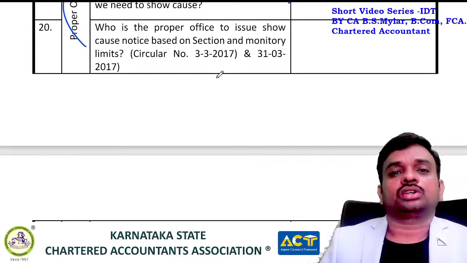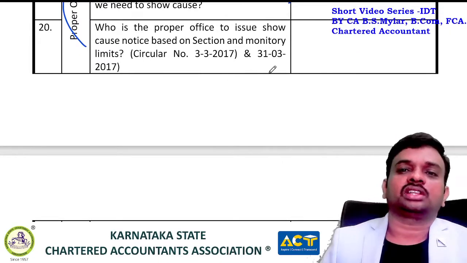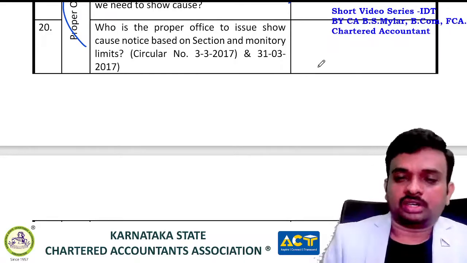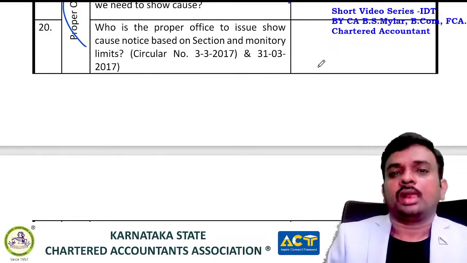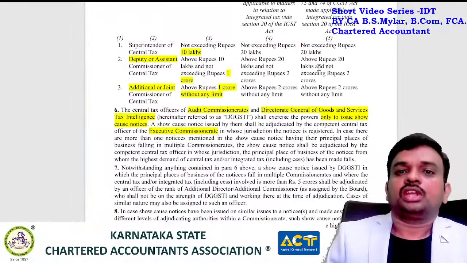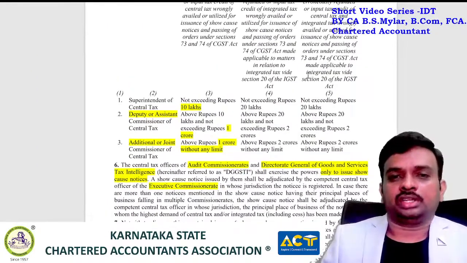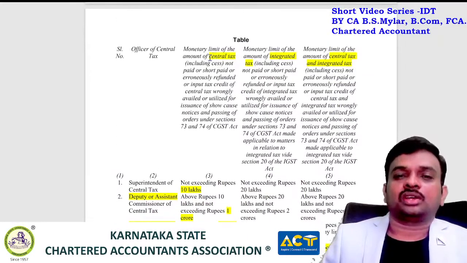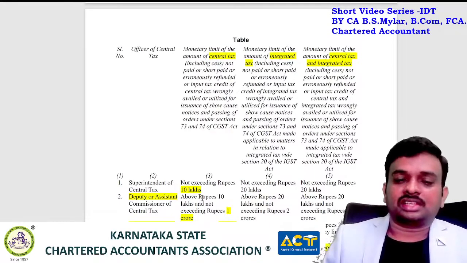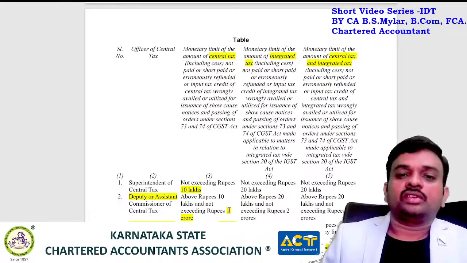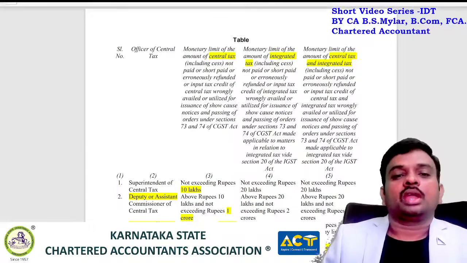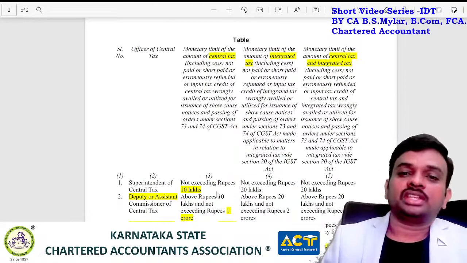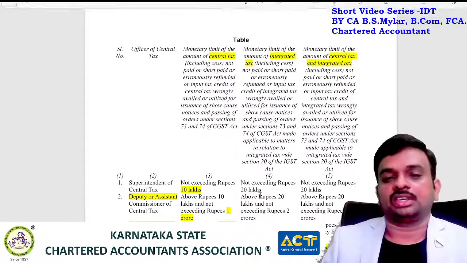Then you go to Circular 3/2017 and 31/2018 and see who is actually, as per the monetary limits, the proper person for adjudication and issue of show cause notice. If you go to 31/2018, there is a monetary limit for each person. If it is a central tax, the only demand is central tax, and the tax is less than 10 lakhs, then the Superintendent can issue a show cause notice. If it is 10 lakhs to 1 crore, the Deputy or Assistant Commissioner can issue. Above 1 crore, the Additional and Joint Commissioner can issue a show cause notice. If it is only IGST, that limit will become double, because the rate is double, so the limit will also double.